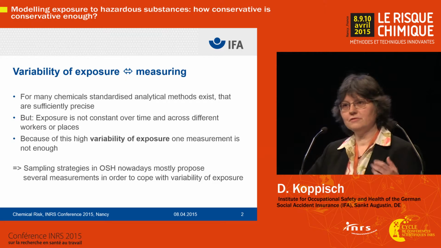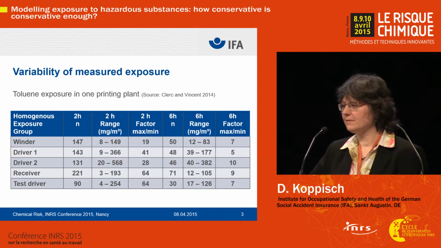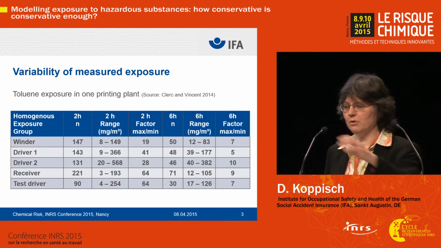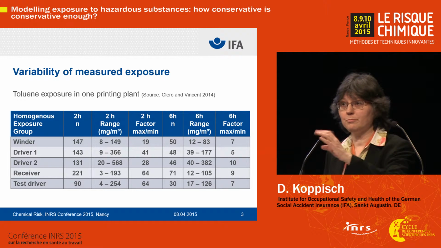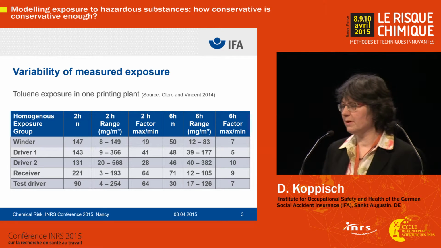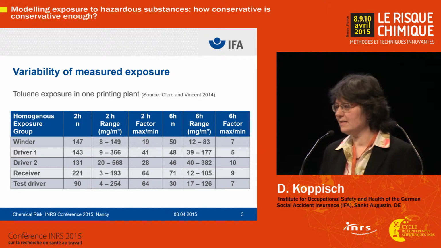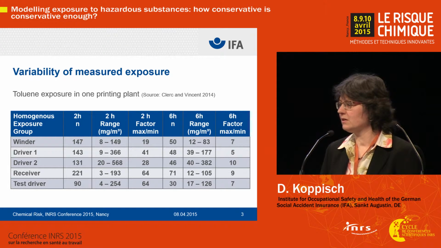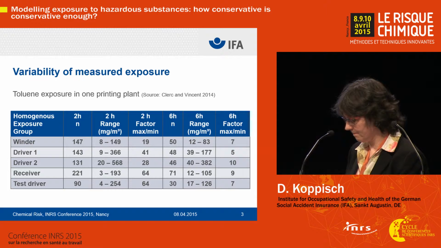And I want to just give you a short example. These are toluene exposures in a printing plant, taken by colleagues from INRS, by Clerk and Vincent, and published in 2014. And you see 5 different exposure groups.